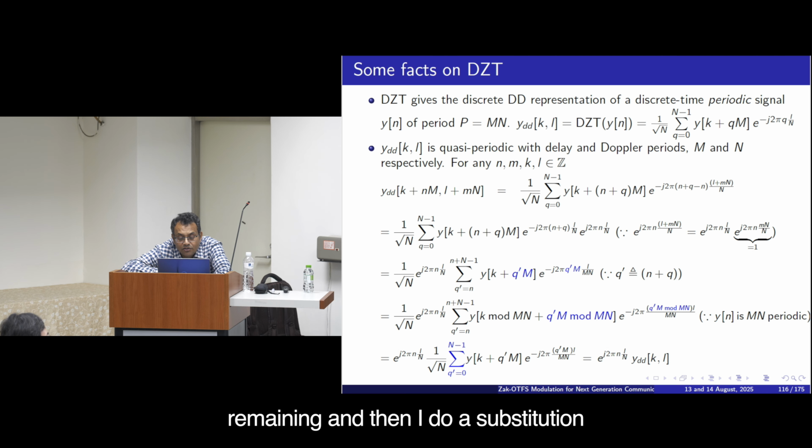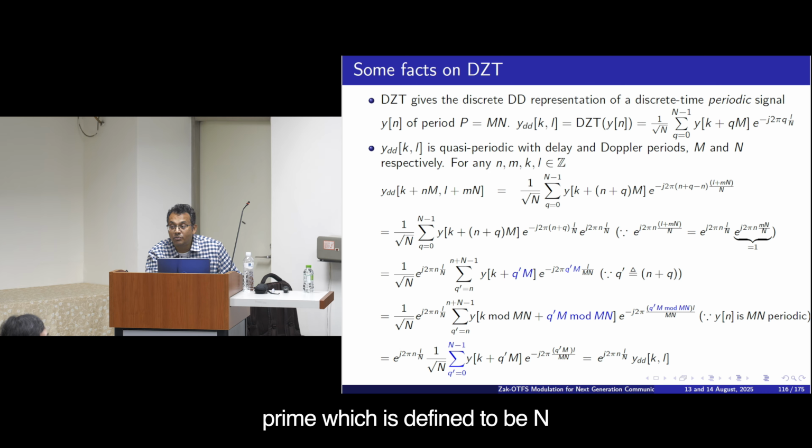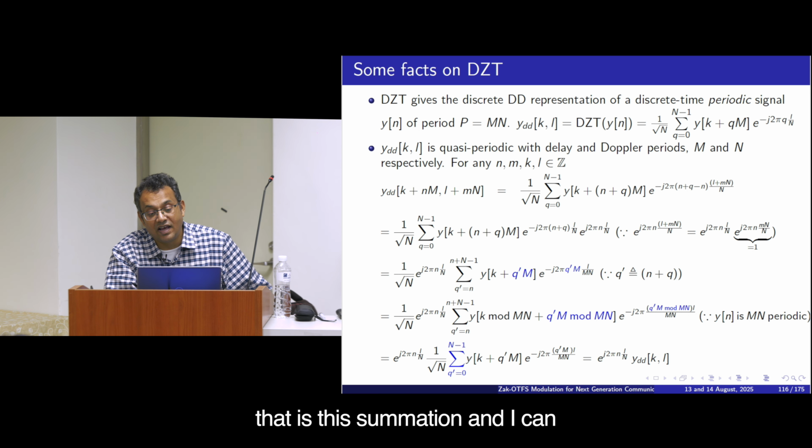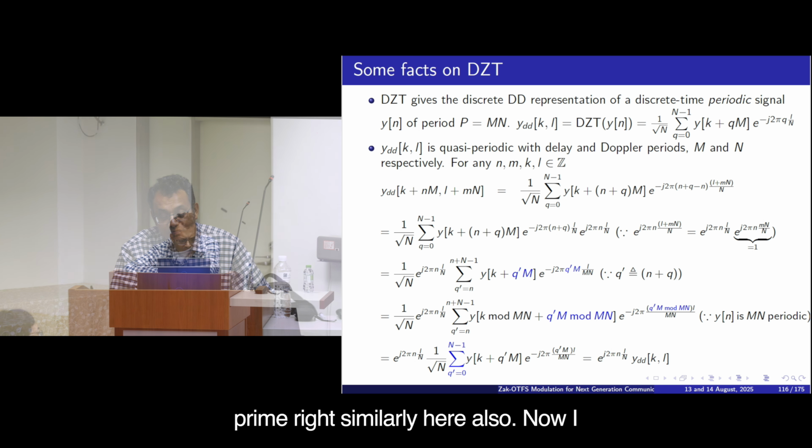And then I do a substitution of variable, because the dependence on q is only through n plus q. So, I define a new summation variable q prime, which is defined to be n plus q. So, when q goes from 0 to capital N minus 1, my q prime will go from small n to small n plus capital N minus 1, that is this summation. And I can replace this n plus q with q prime, similarly here also.